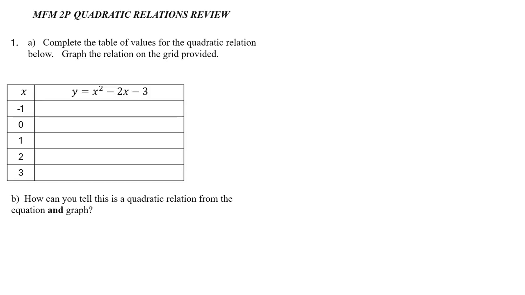Our first question for the review sheet is complete the table of values for the quadratic relation below. Graph the relation on the grid provided. So our trinomial equation is y equals x squared minus 2x minus 3. We're given these x values to plug into the equation.